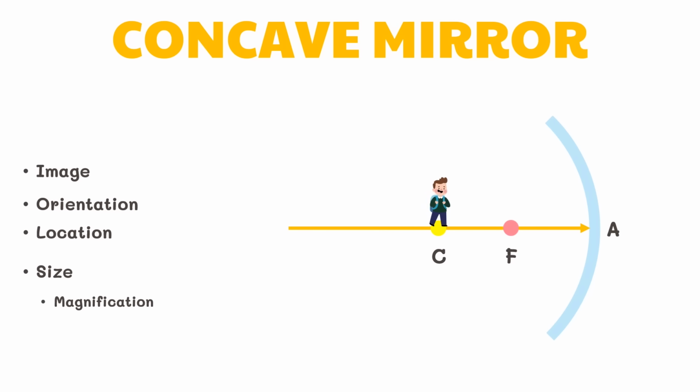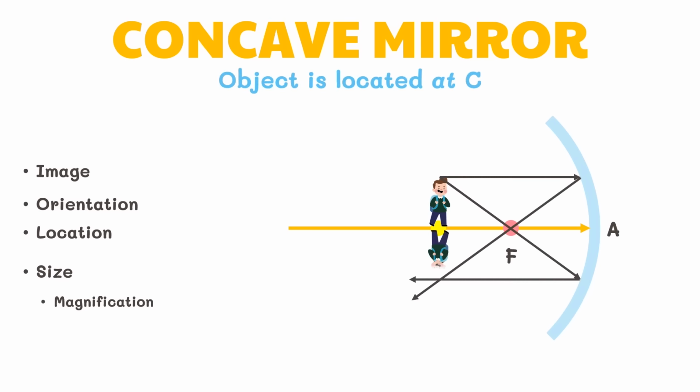When the object is located at the center of curvature, the image will also be located at the center of curvature. In this case, the image will be inverted. The image dimensions are equal to the object dimensions. A 6-foot-tall person would have an image that is 6 feet tall, and the absolute value of the magnification is equal to 1. The image produced is a real image. Light rays actually converge at the image location.